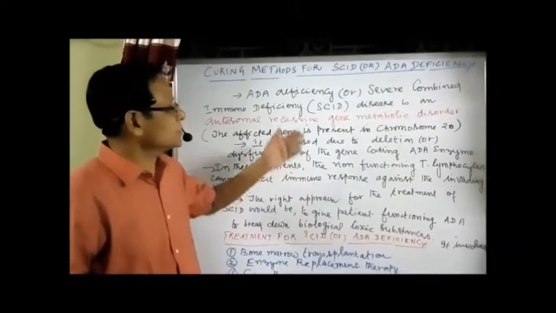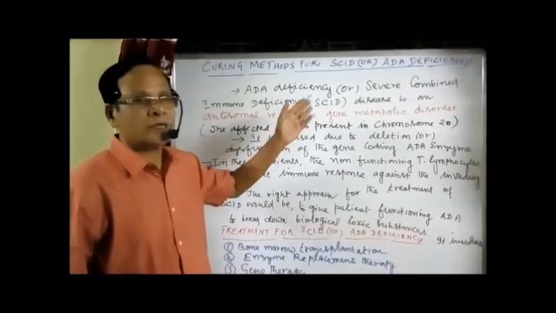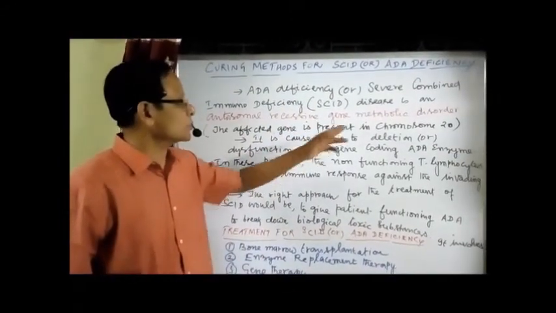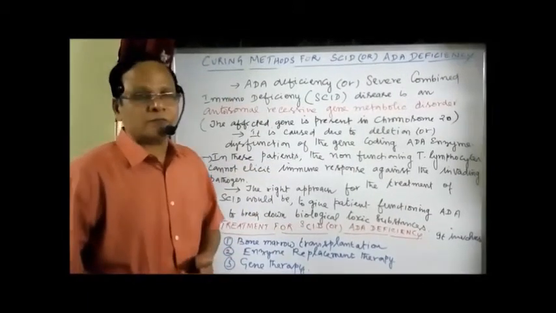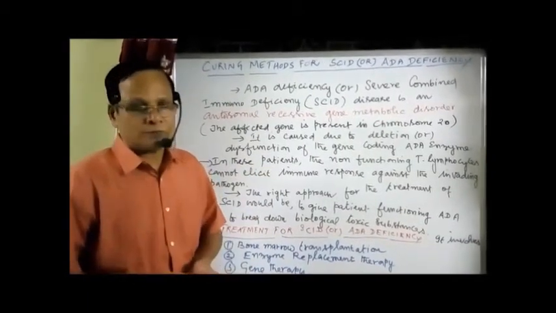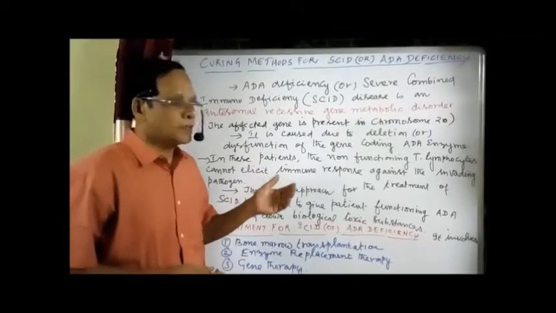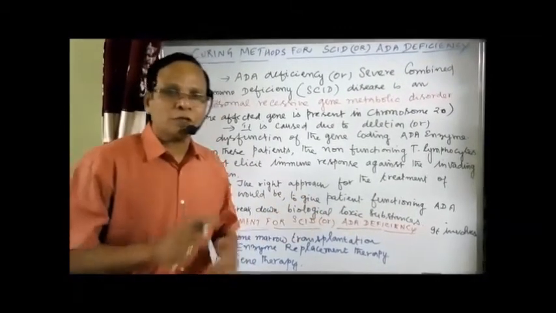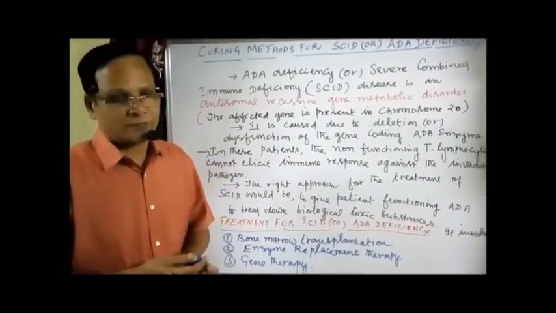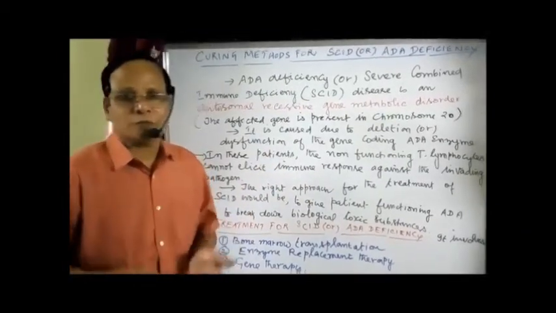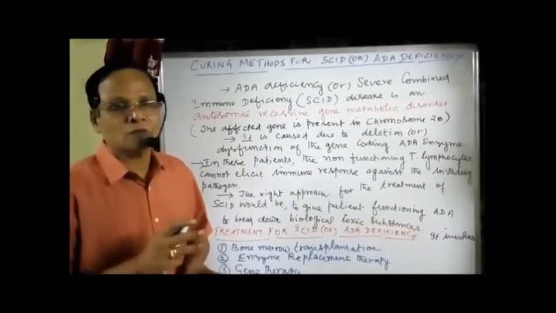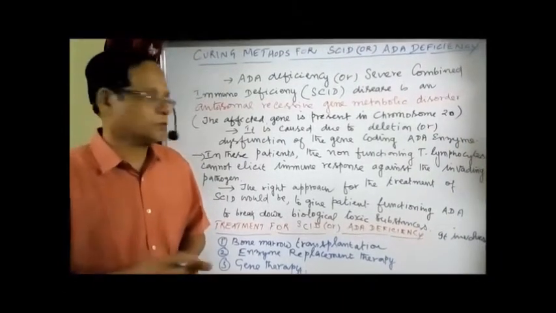So the gene for the synthesis of the enzyme adenosine deaminase is found in chromosome number 20. When this gene is defective, the enzyme will not be produced. The ADA enzyme is responsible for the proliferation of T lymphocytes. Only when the enzyme is present, functional T lymphocytes are produced. Otherwise, there are no functional T lymphocytes produced.